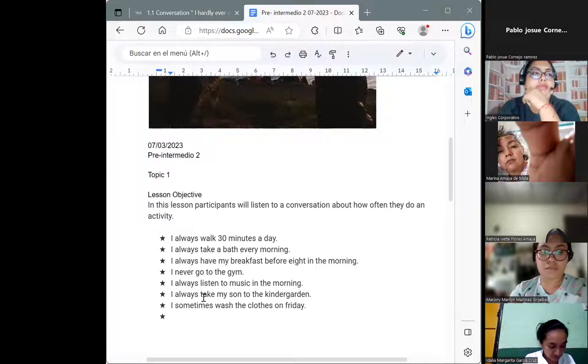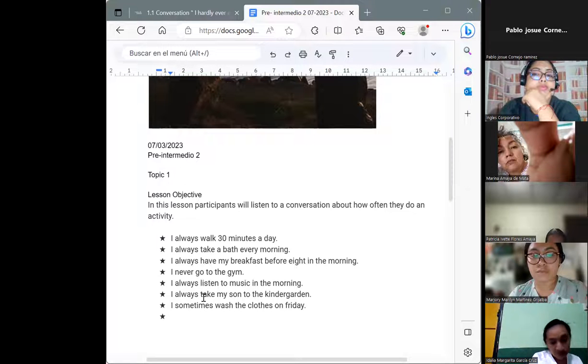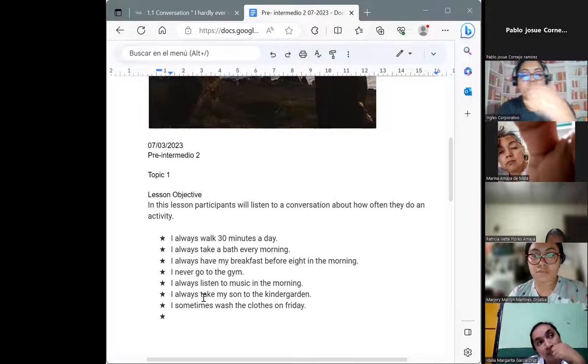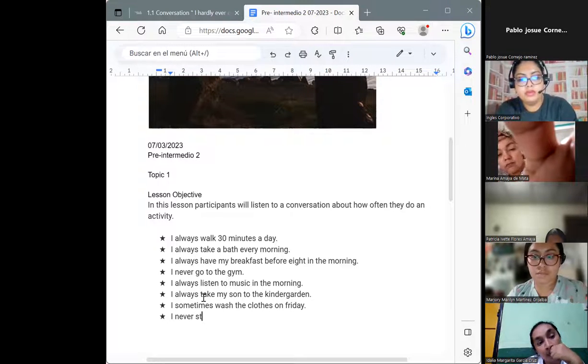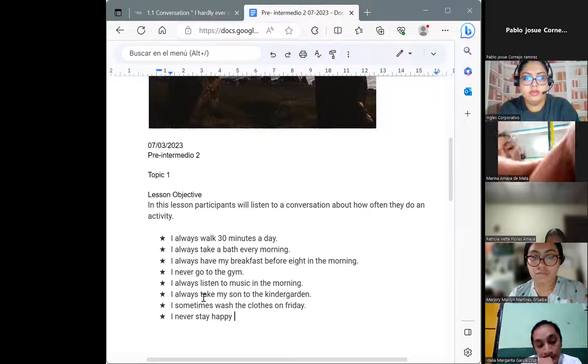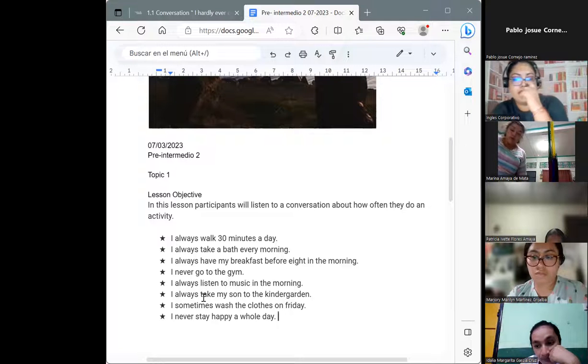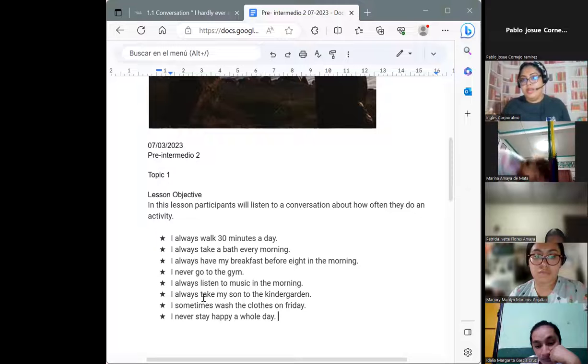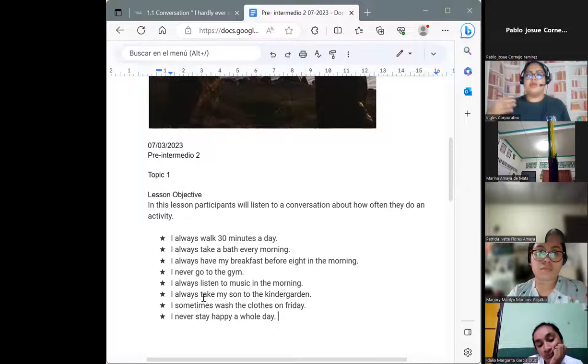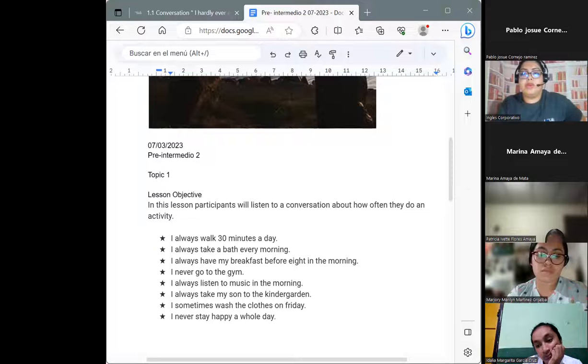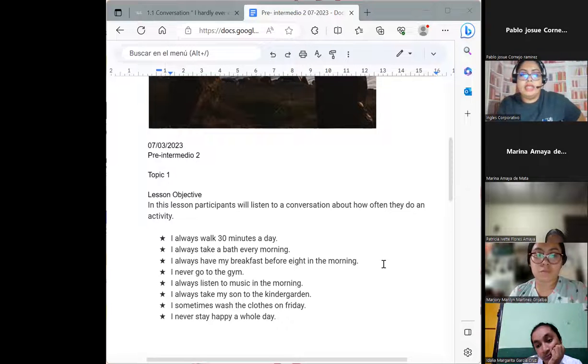Let me see, how can we improve this one? I never... I think this one is like this, because you are saying that something that you never do is to go in a day without getting angry. In this case, I'm going to transform that idea and say that I never stay happy a whole day, because maybe we have different situations in which we can get angry. Nos enojamos, ¿verdad? Durante algunas actividades o por situaciones, ¿verdad? Que se nos presentan en el día. I never eat liver. Okay.